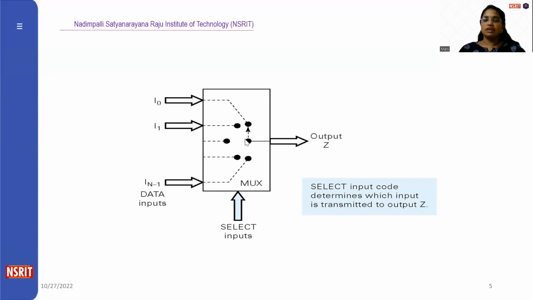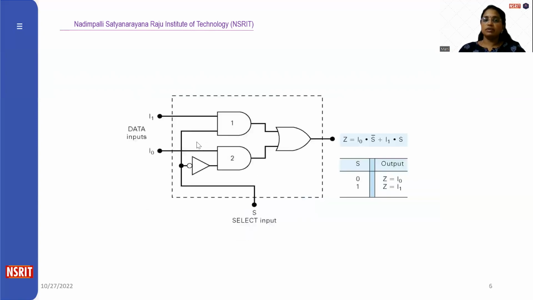So here we have one switch. If the selection line selects I0, the switch is connected to I0, then this I0 will be routed to the output. If the select line selects I(n-1), the switch connects to I(n-1), and it is routed to the output. In this way, the multiplexer will work.